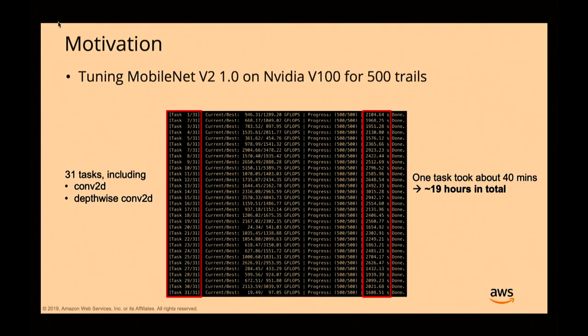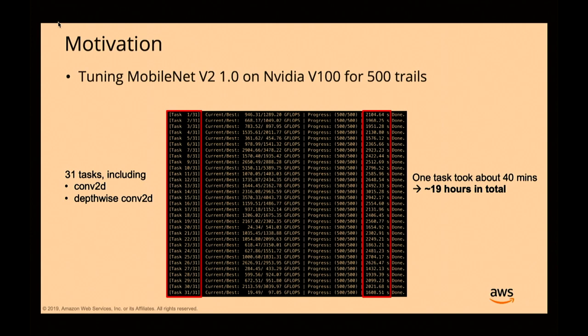If you have ever used AutoTVM, you must be very familiar with this log and flag. Two points here. This is an example of tuning MobileNet V2 on NVIDIA V100 with only 500 trials for each op. You can see we have 31 tasks in total, including conv2d and depthwise conv2d operators. But even with only 31 tasks, with 500 trials for each, we still need 40 minutes on average for every task, which means 19 hours in total for tuning this model end to end.